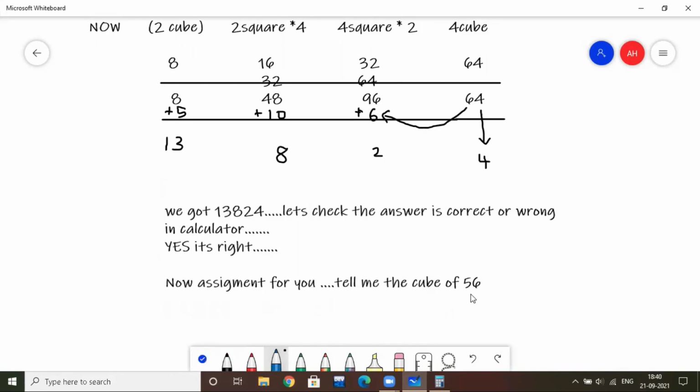Okay, now one assignment for you. Tell me the cube of 56.